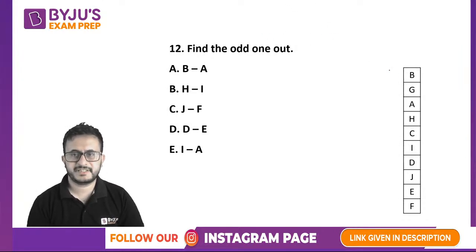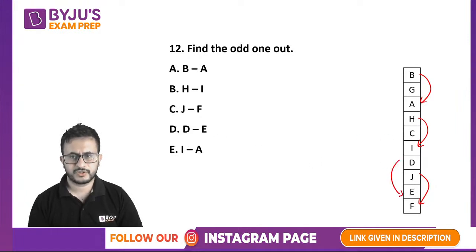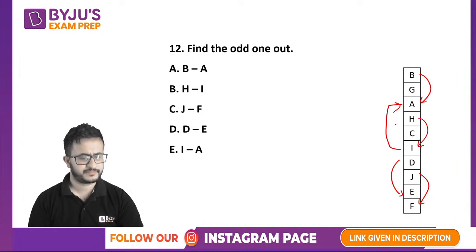So B and A, if we see the relation, B and A is second to the second below it. H and I, again like this. JF also like this. DE, so D is also like this, right? So if we see I and A, the relation is different, isn't it? That is different from the other relations. So that is the odd one out. That is option E.